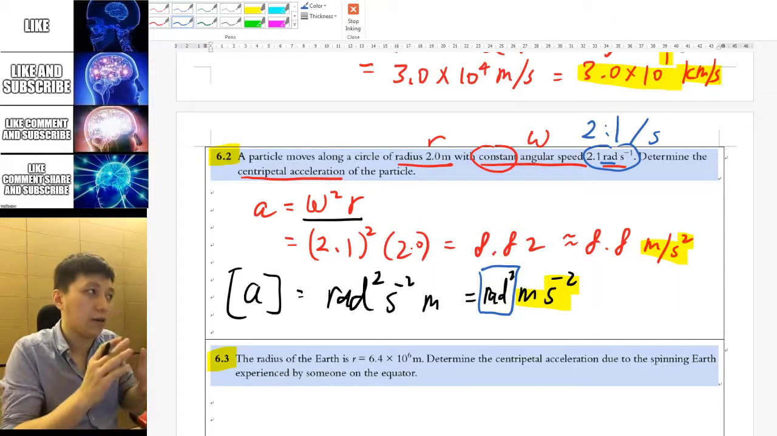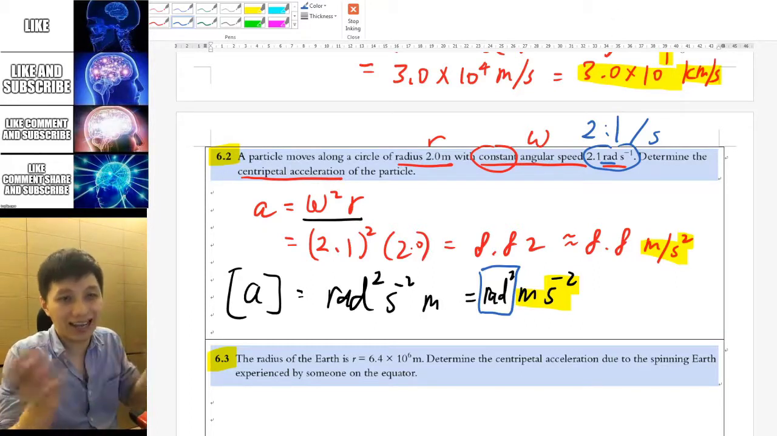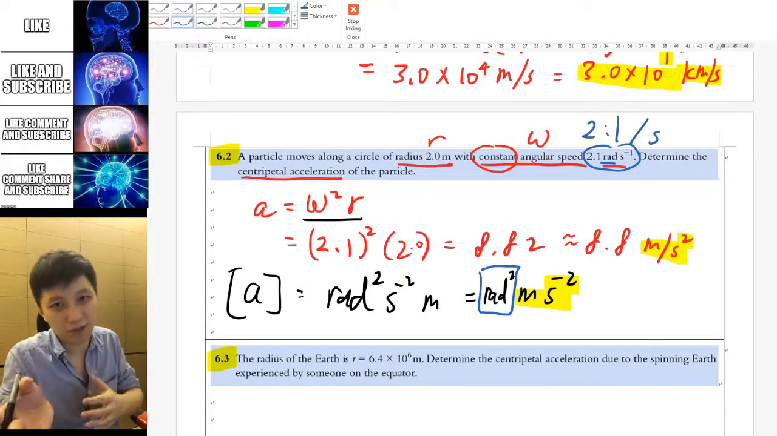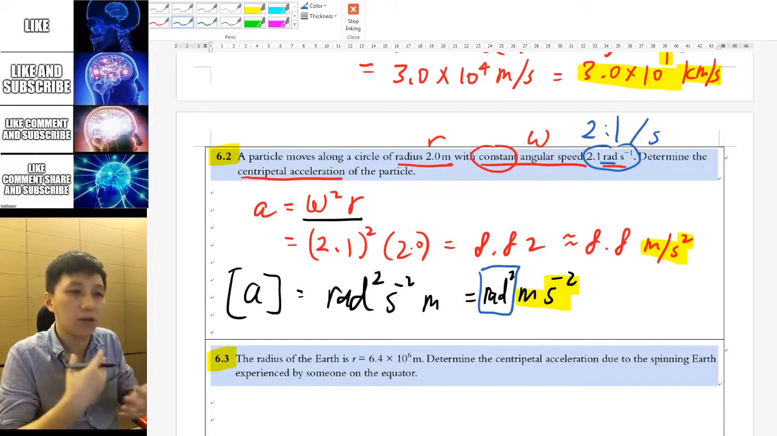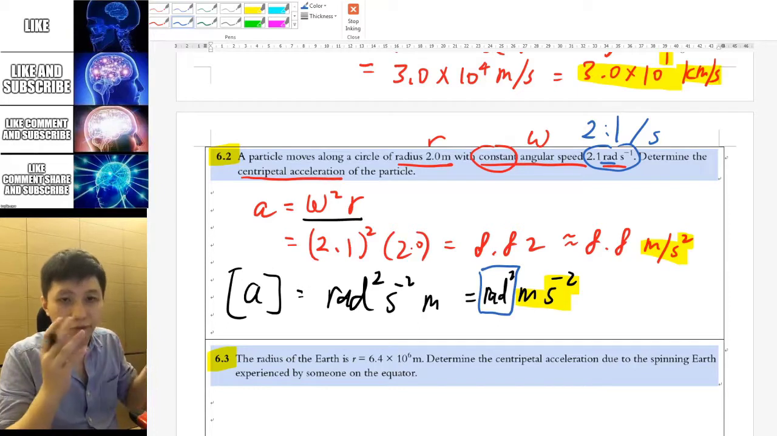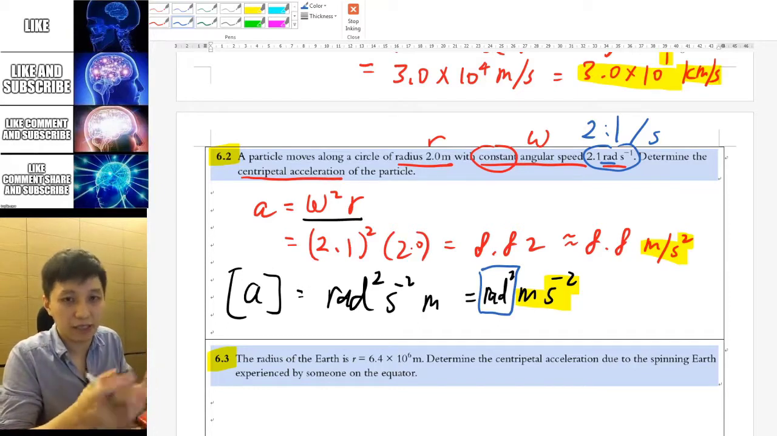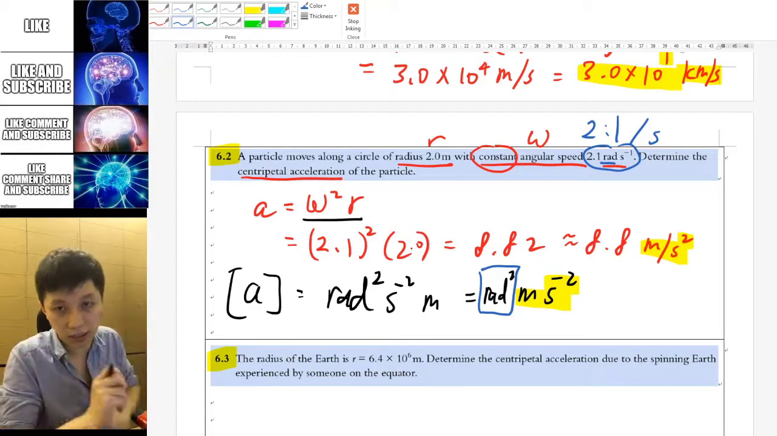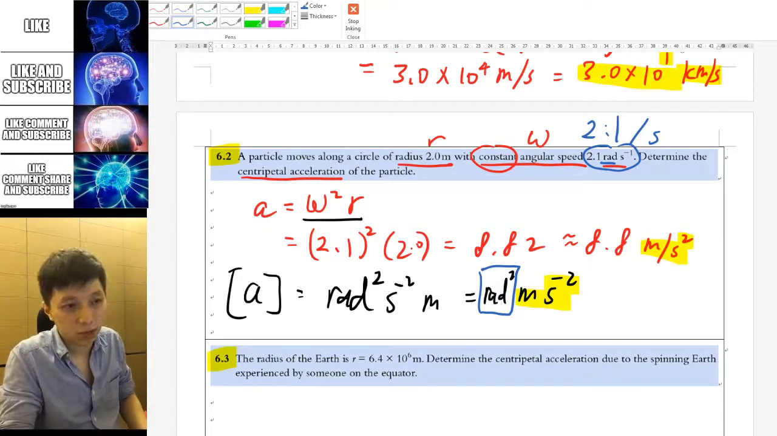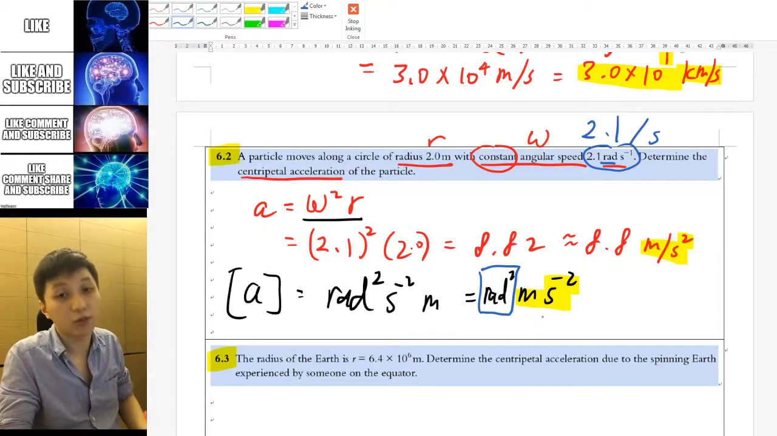So in fact, some people may just like to hide it because it's not really a dimension. It's just a way to work with the number system that we have instead of using the degree system. So yeah, it's the same thing. So the unit is still meter per second squared.